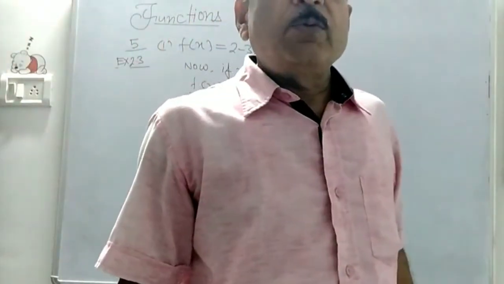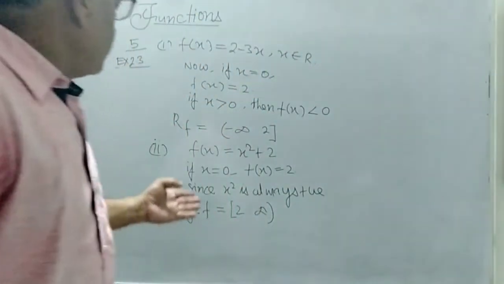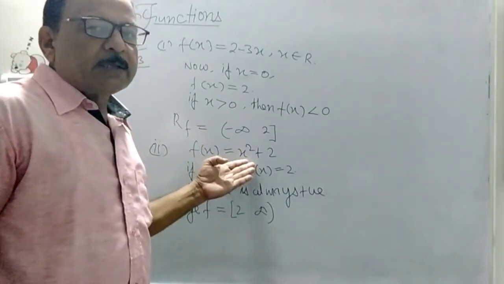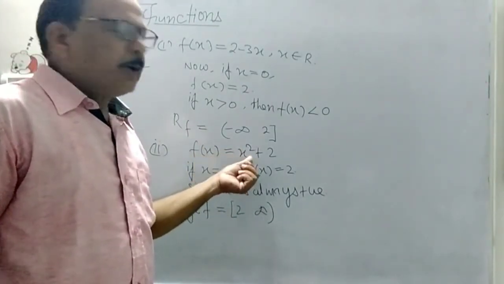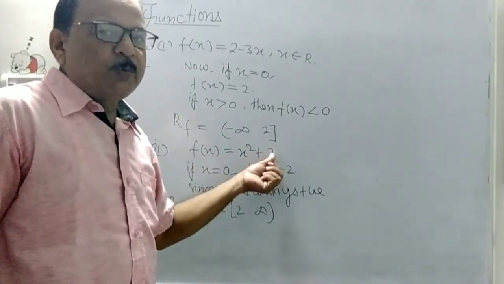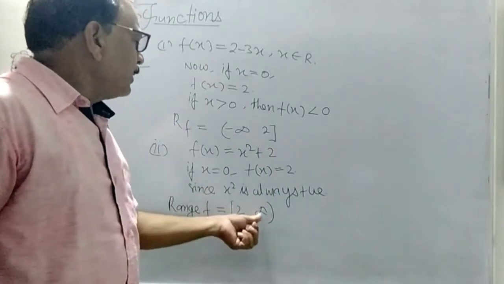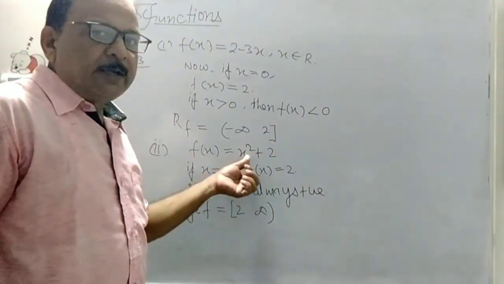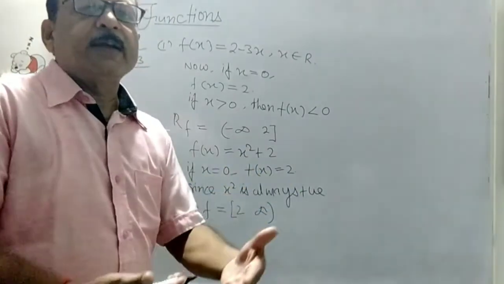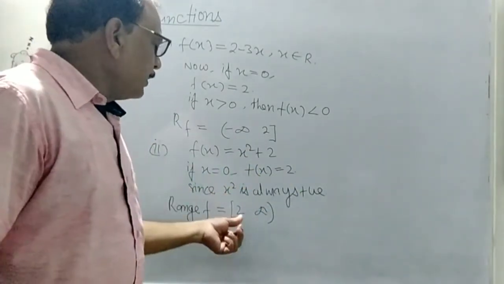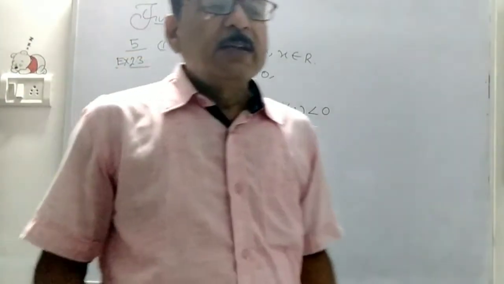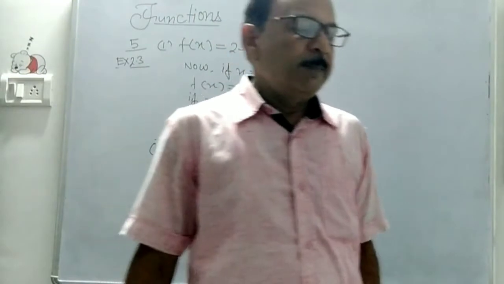रेंज क्या हो जाएगा? 2 to infinity, क्योंकि x स्क्वायर सदा पॉजिटिव है. मिनिमम वैल्यू x का क्या होगा? 0 रखेंगे तो f(x) का वैल्यू मिनिमम 2 आएगा. तो 2 से लेकर के जब भी x चाहे नेगेटिव रखें चाहे पॉजिटिव, 2 से अधिक ही आएगा वैल्यू. तो 2 से लेके इंफिनिटी तक इसका वैल्यू है रेंज. तो इसका रेंज 2 to infinity.